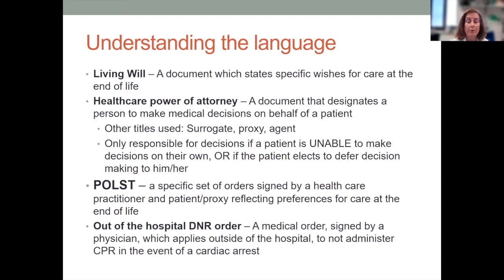A POST, that's Pennsylvania Order for Life-Sustaining Treatment, is a set of specific orders signed by a healthcare practitioner and a patient or their healthcare power of attorney reflecting preferences for care at the end of life. An out-of-hospital DNR order is a medical order signed by a physician which applies outside of the hospital. And this is usually to not administer CPR in the event of cardiac arrest.